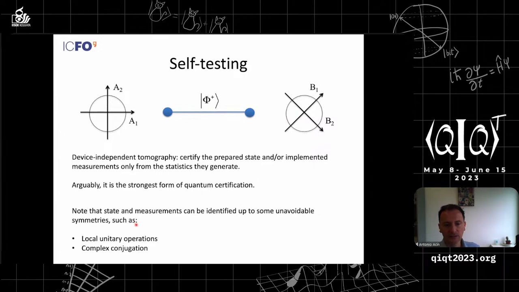Okay, this is what I say. So your certification is somehow complete up to, for instance, local isometries and also complex conjugation. This is not super relevant in the bipartite case because there is a basis in which a state is equal to its complex conjugate, which is the Schmidt basis, but this becomes relevant for more parties.